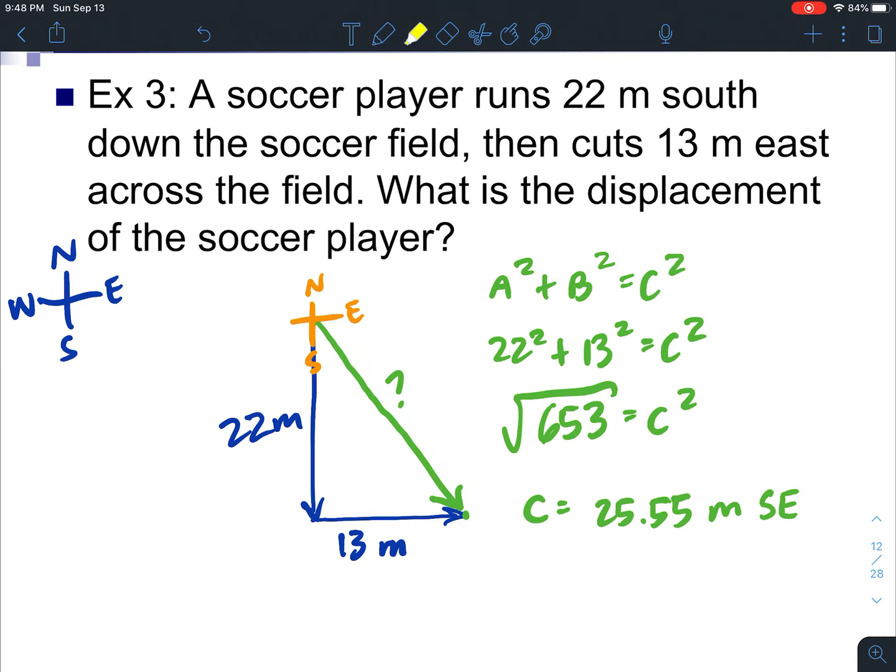I do not want to use positive or negative in this case because it is both positive and negative since I'm at an angle, and that won't work.